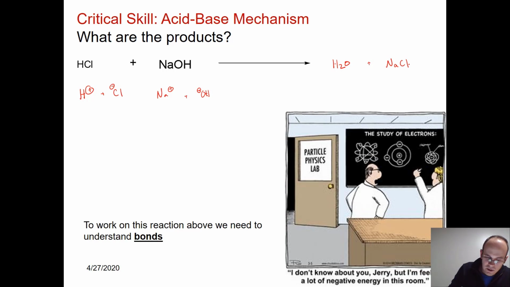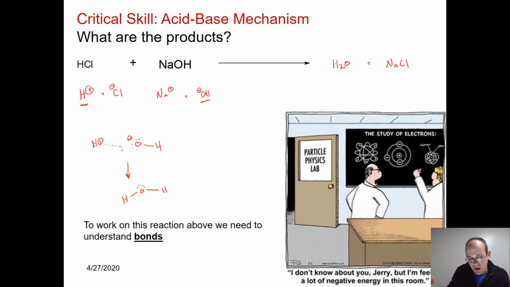Because what we're doing in this question is we're creating a new bond between the hydroxide and the H+. So we're going from H+ and OH-, and I'm drawing some Lewis structures here, so I'm showing valence electrons, to HOH, H2O. What that's doing is it's creating a new bond between the hydrogen and the oxygen.